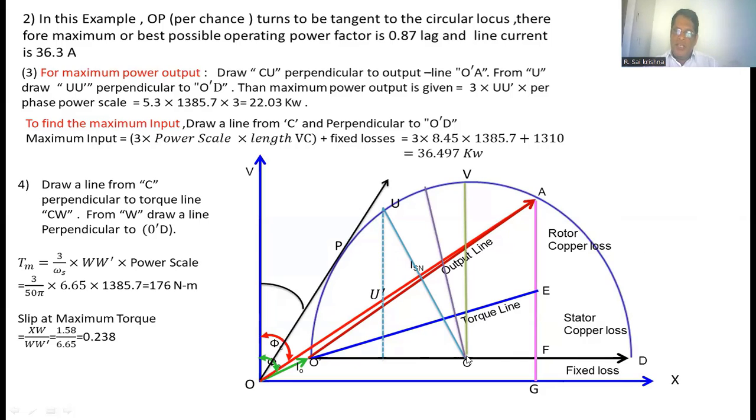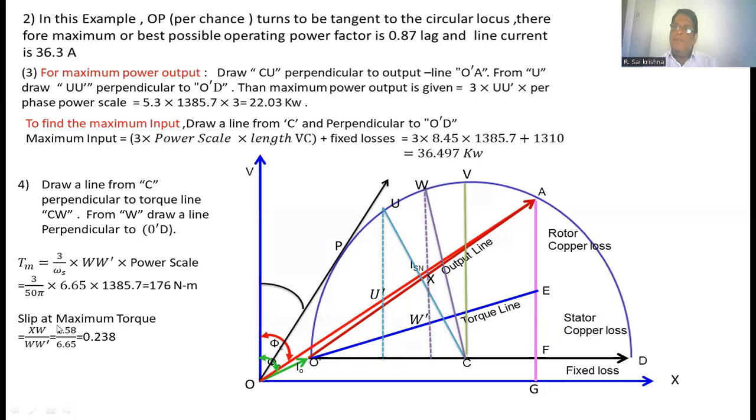Maximum torque developed by the induction motor: from the point C, perpendicular to the torque line, you draw a line that is intersecting the circle at a point, that is W. From W, you have to draw a line perpendicular to the x-axis, that we represented with the dotted line. So the length WW dash is nothing but the rotor input at maximum torque. So 3 by omega S, WW dash into power scale, substituting all the values, we are getting 176 Newton meter.